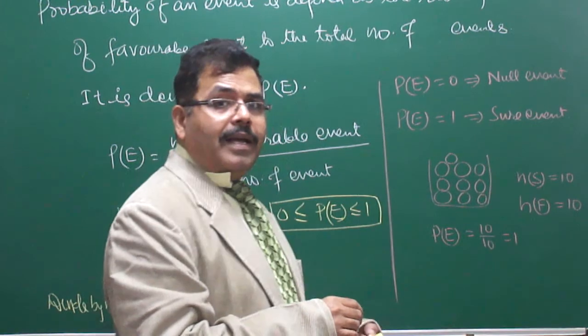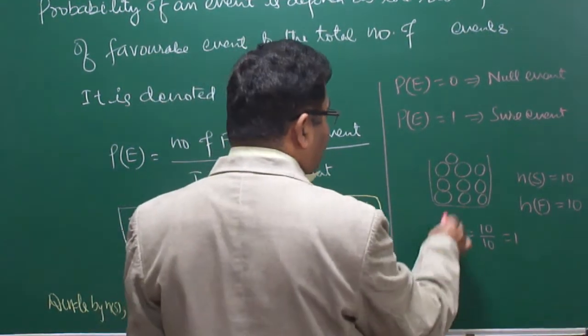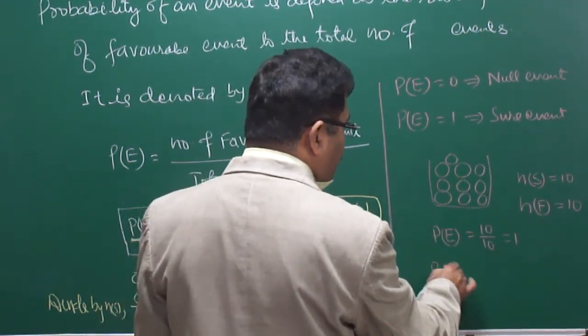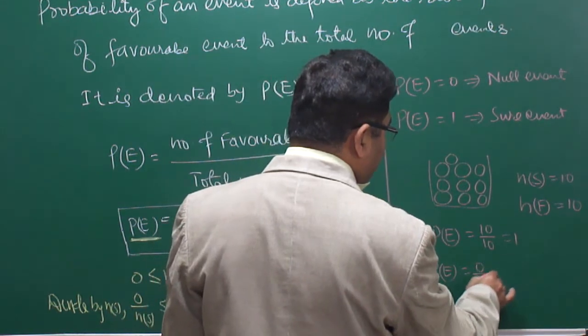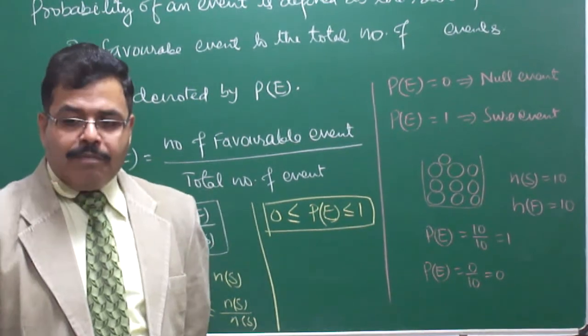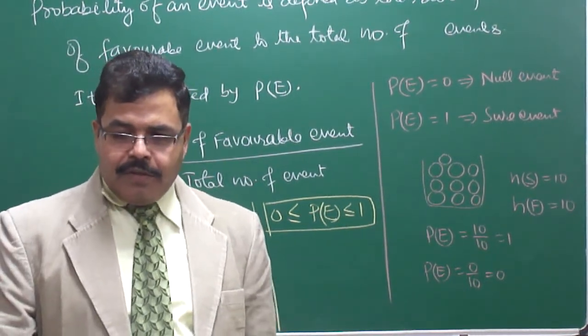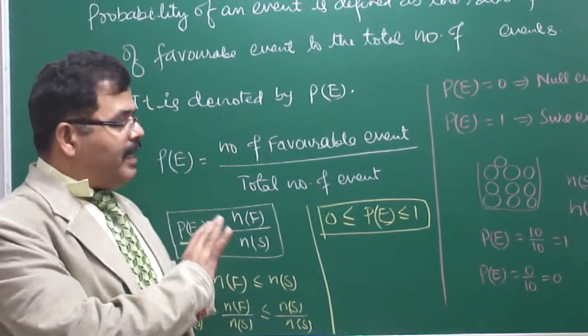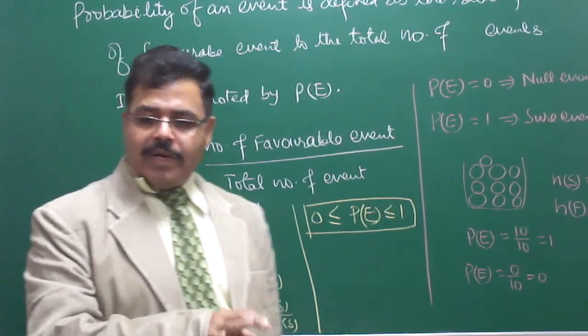Similarly, for the second one, if one has to find a black ball, what is the probability? 0 by 10, that is 0, because out of red balls you cannot draw a black ball. Got it? So this is all about the basic concept of probability. I hope you got it. Okay.